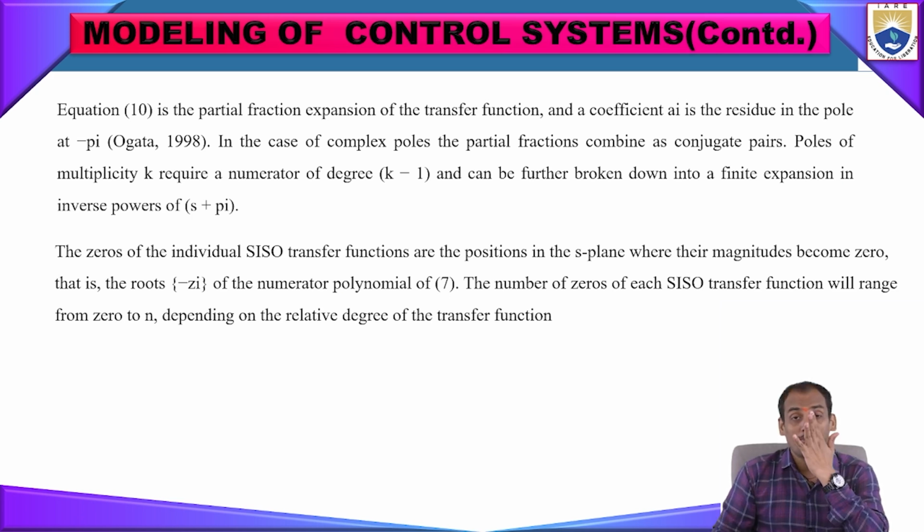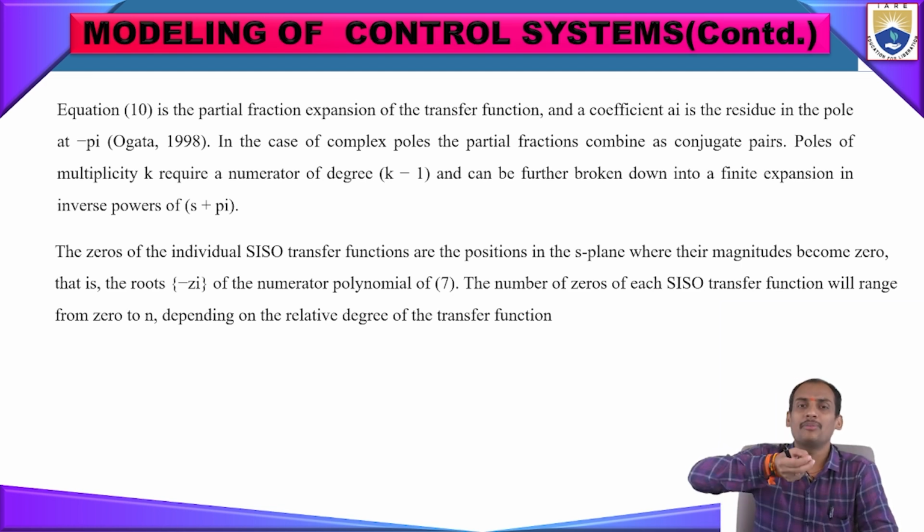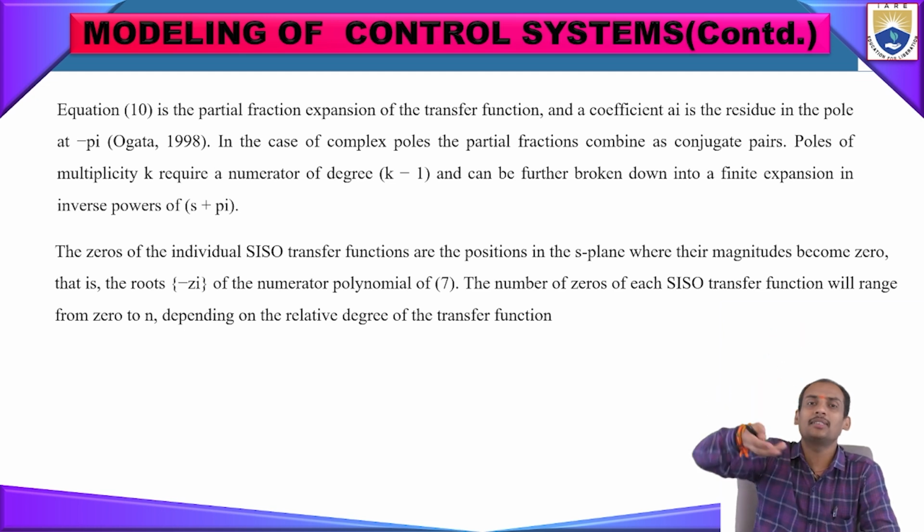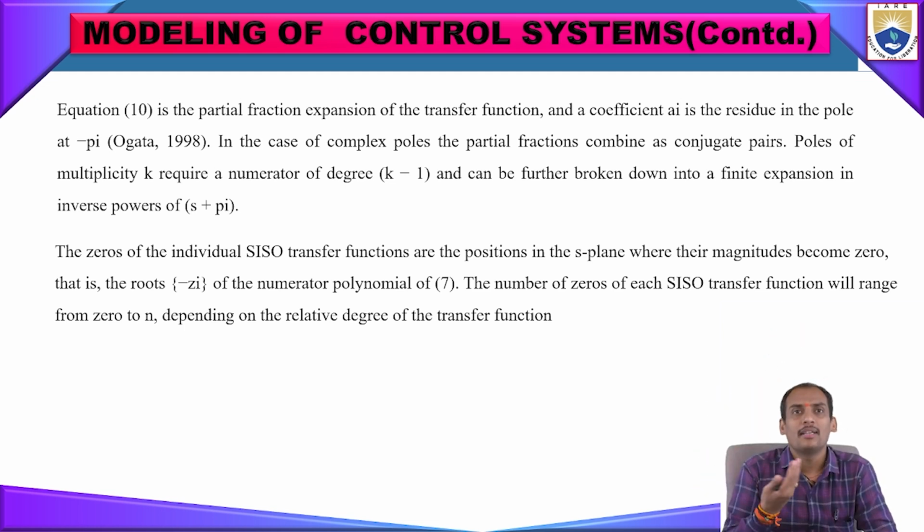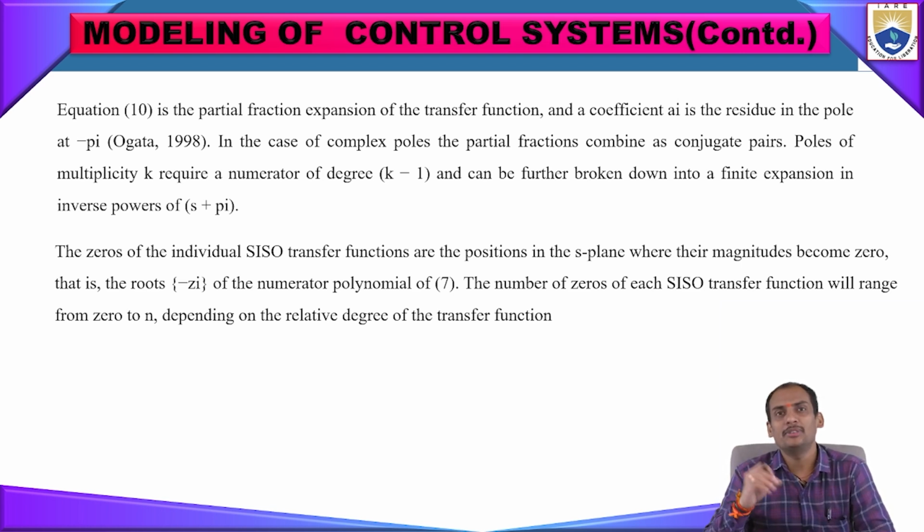Suppose the roots are in a real function, on the real axis, and wherever the roots are, the s plane will have 0 values on it. That means if the imaginary axis values are 0, then the s plane values will be zeros. Then the zeros of the transfer function will range from 0 to n, depending upon the degree of the transfer function only.